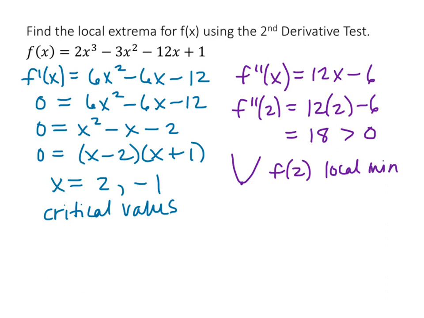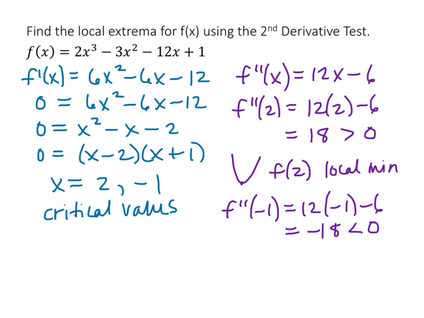Next, we have to check the critical value negative 1. We will find f double prime of negative 1. You plug the negative 1 into the second derivative. 12 times negative 1 minus 6, which is definitely negative, technically negative 18. Being less than 0, if your second derivative is negative, that means your function is concave down. If you have a concave down function, that point, f of negative 1, must be a local maximum point. And we found this by doing the second derivative test.